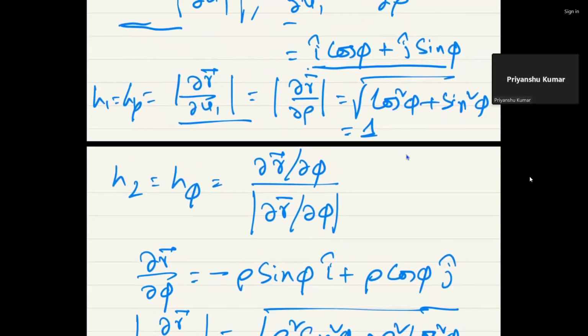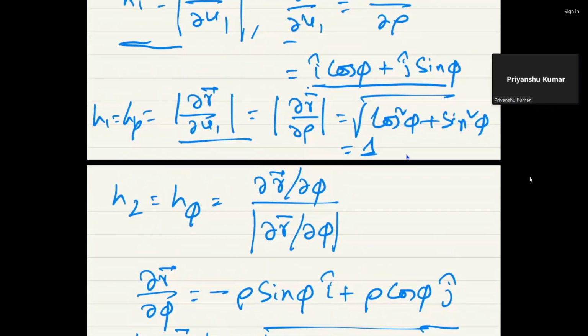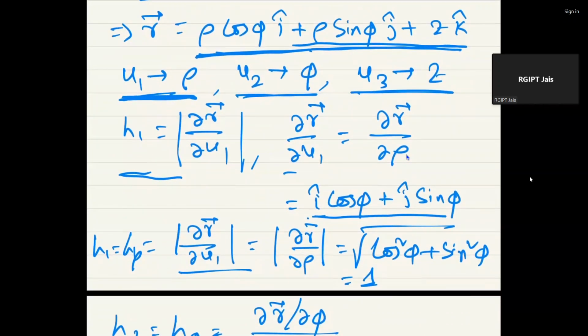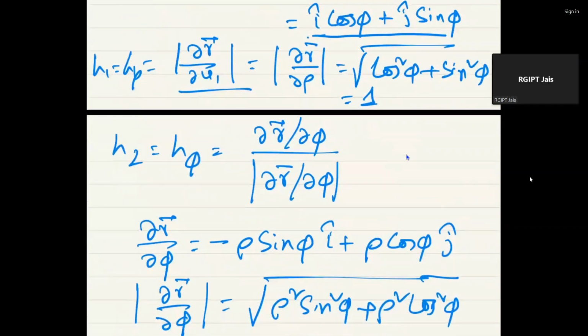See, U1 is rho, U2 is phi, and U3 is z. You can tell it the other way also. Then, as I told you in the last class, this will be a left-handed coordinate system. This U1 is rho, U2 is phi, and U3 is z.